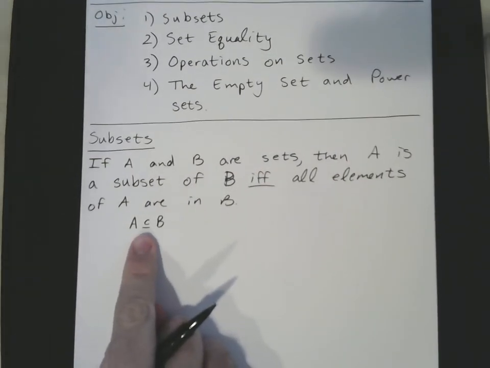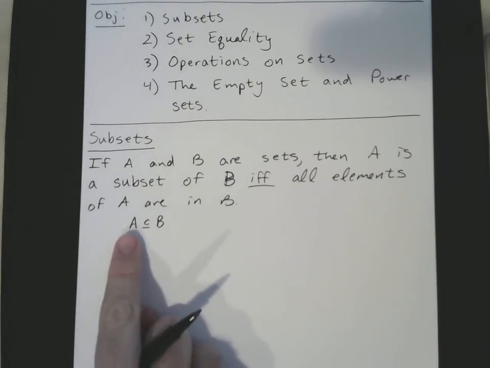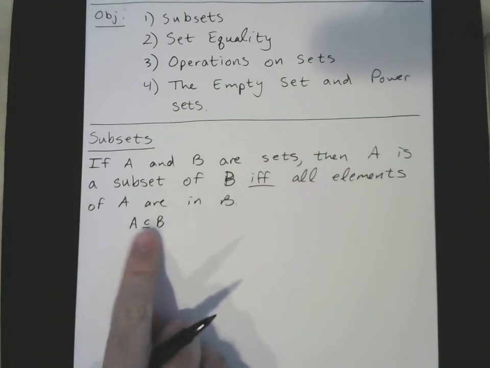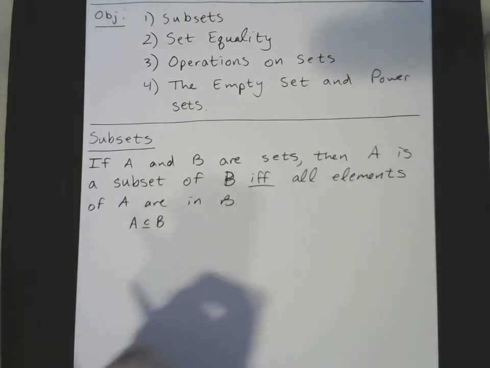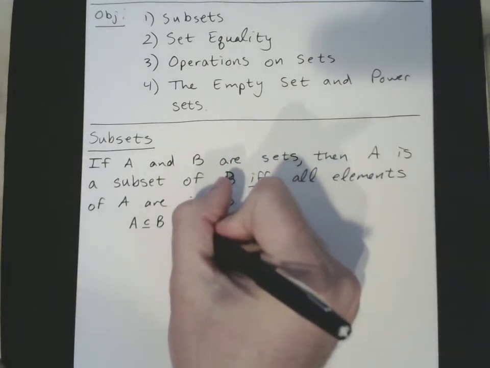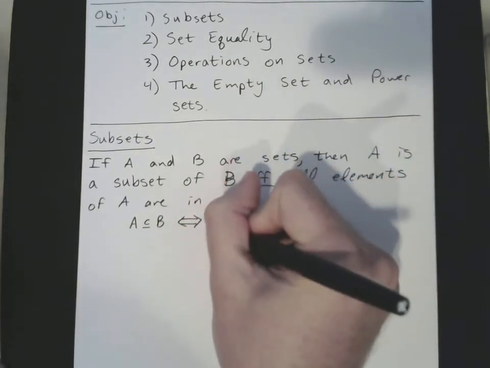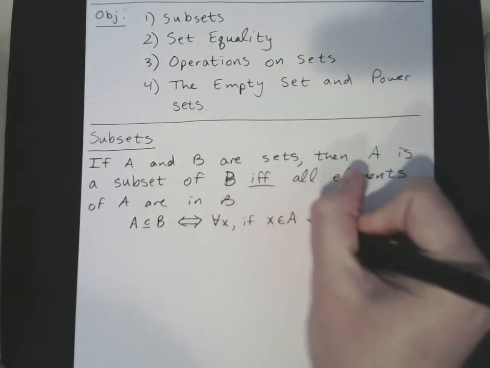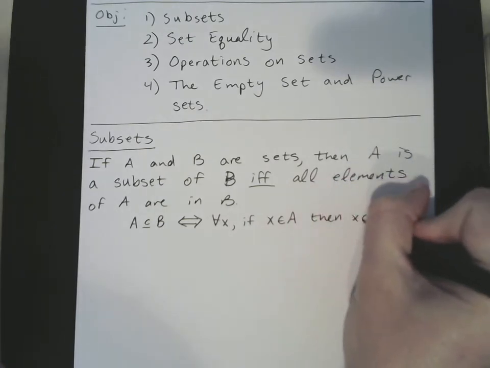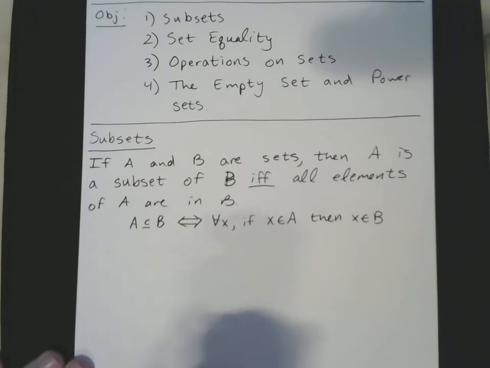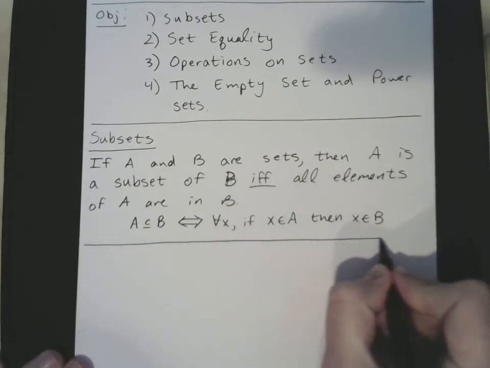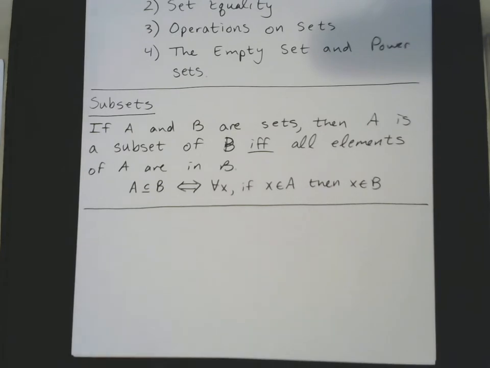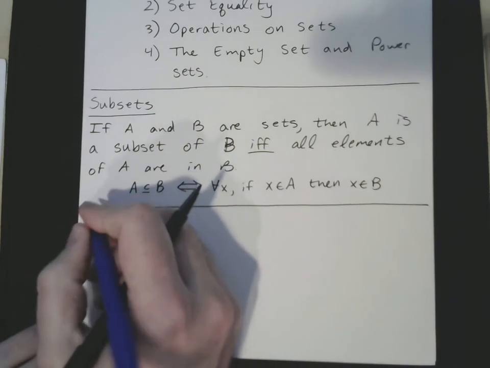Just like less than or equal to, this means that A could be the same set as B. And we're going to allow A and B being the same set to be subsets of each other. So A is a subset of B if and only if for all x, if x is an element of A, then x is an element of B. So we could play around with this a little bit before we dive into some proofs.